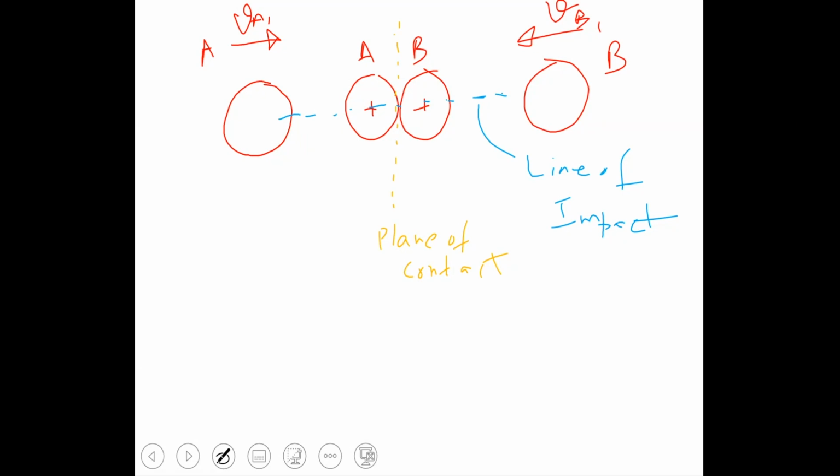Okay, now what is central impact? If we look at the definition of central impact, it says that if both these particles were traveling along the line of impact before collision, then that particular type of impact is termed as central impact. That is, by central impact what is meant is that if before collision both these particles were traveling along this line of impact, meaning their momentum was along this line of impact, then that type of collision is basically termed as central impact. Has the definition of central impact become clear to everyone?